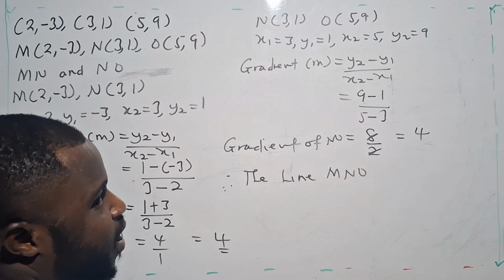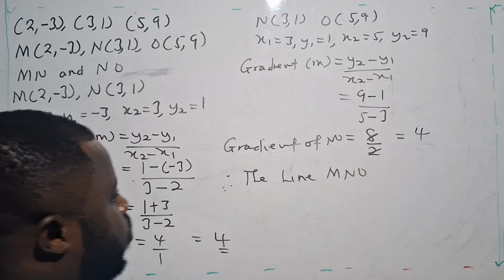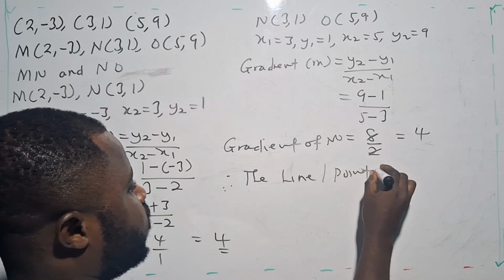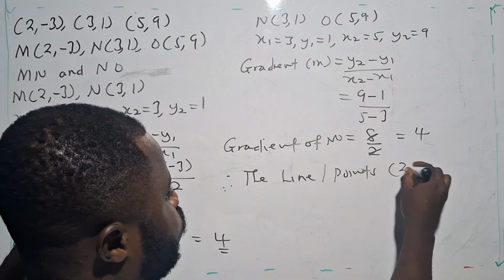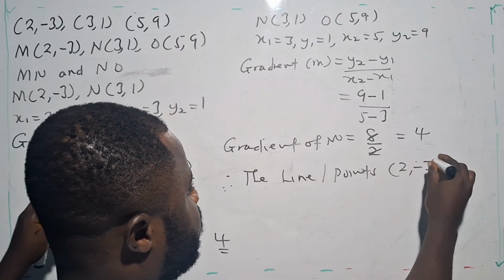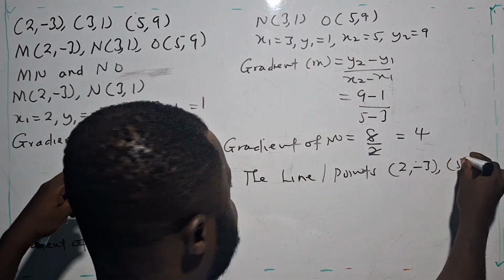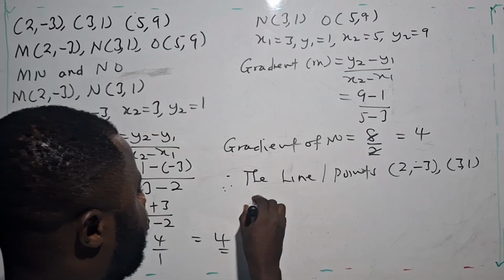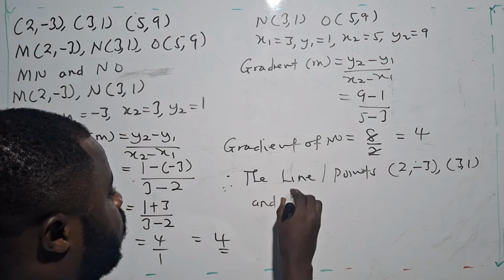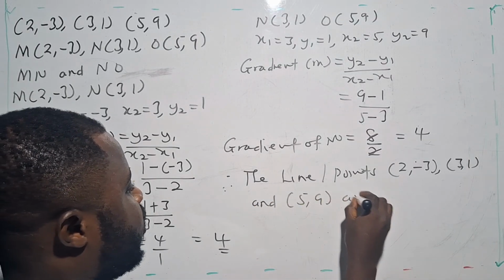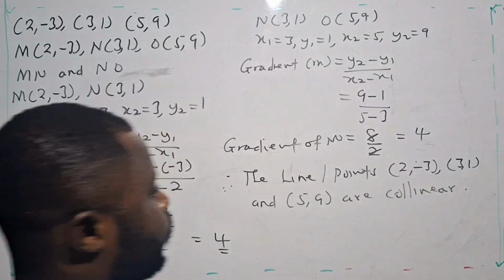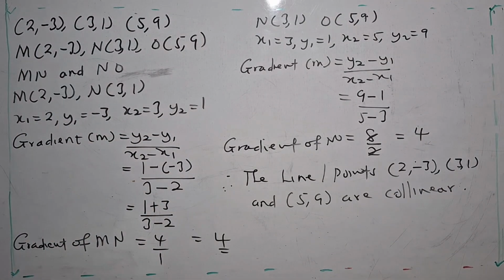So the line MNO, or the points, let me repeat it: (2, -3), (3, 1), and (5, 9) are what? They are collinear. Yes, they are collinear. So when do we know if they are not collinear?